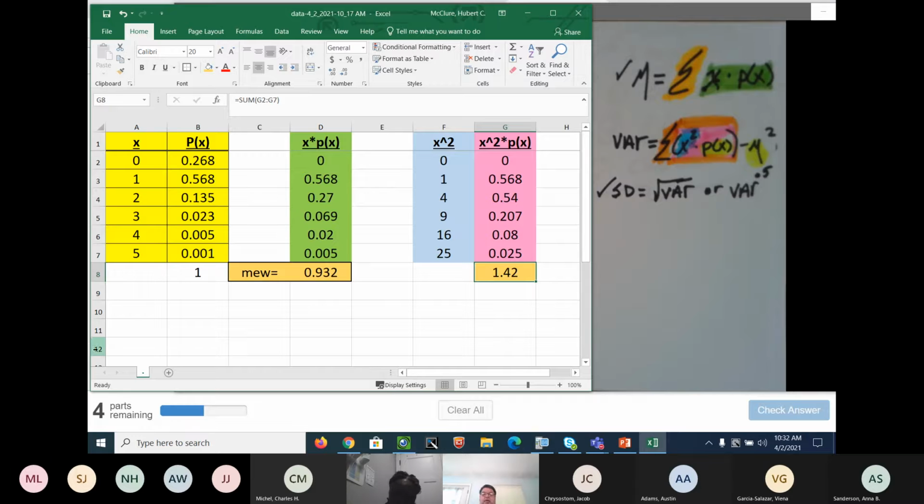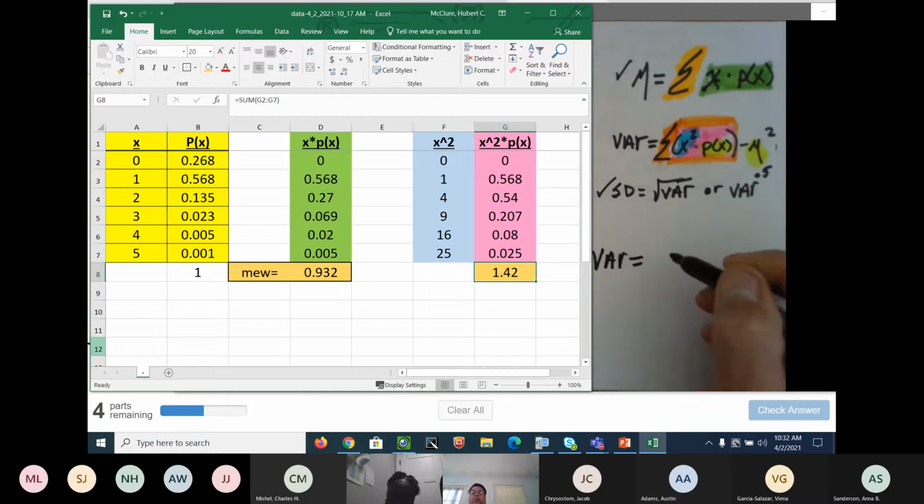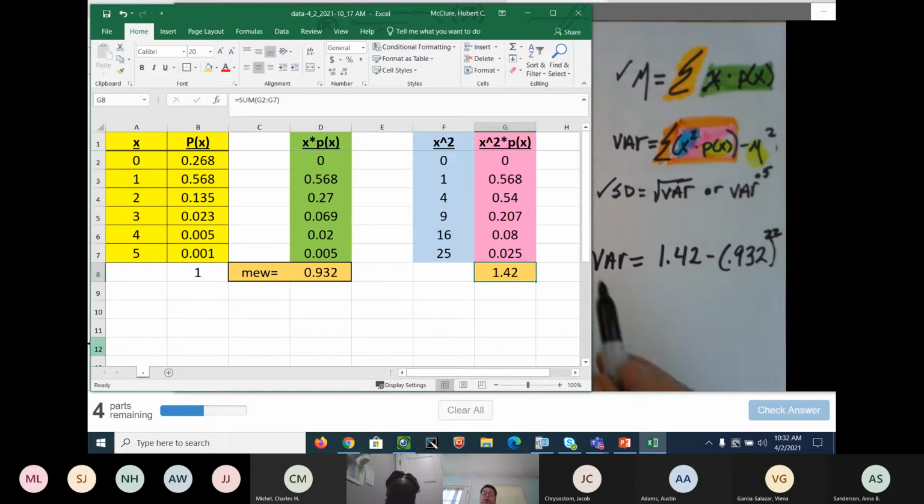So now to find our variance, we're going to take 1.42 and we're going to subtract 0.932 quantity squared from that 1.42. So I want y'all to do that in your calculator. Make sure you put parentheses around 0.932 and put the second power in the parentheses so you don't mess it up. I'll do it with you.